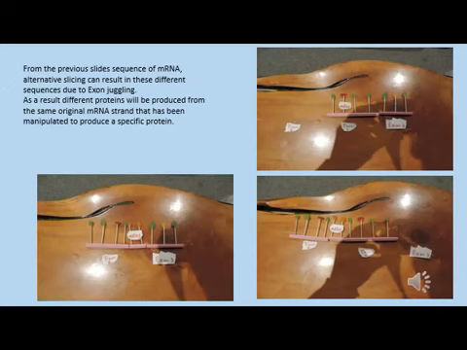Because the sequences are different, they will end up with different proteins at the end or different amino acid chains, even though it's the same piece of messenger RNA to begin with. It's just been changed through alternative splicing.